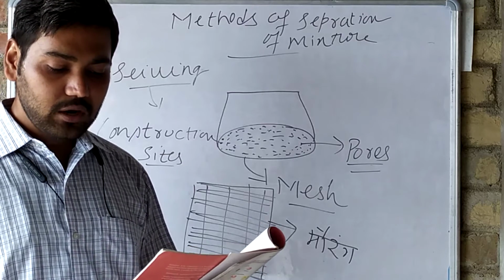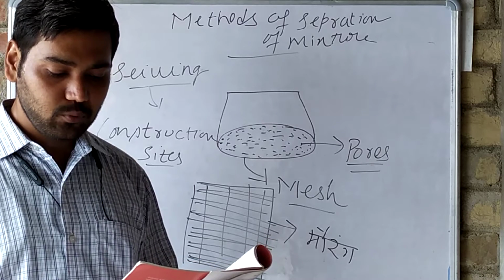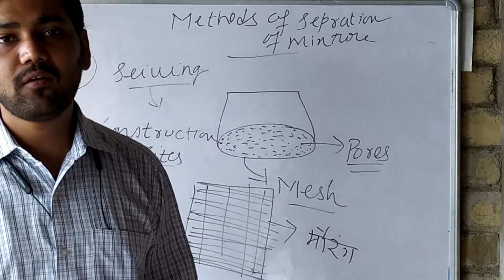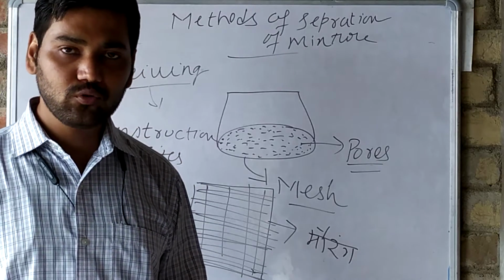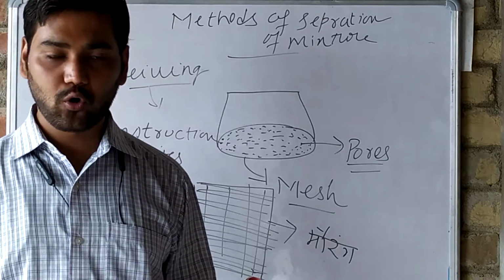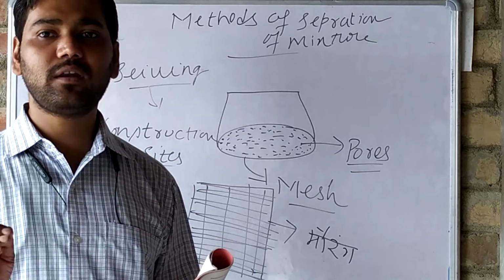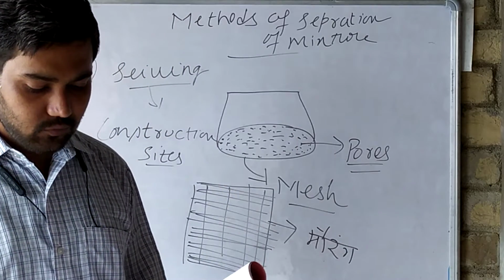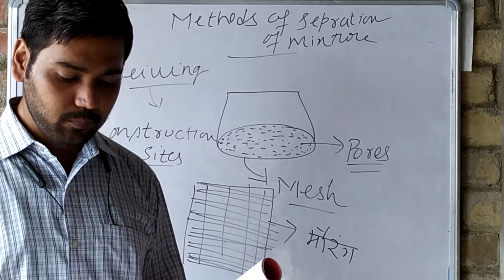Small and fine sieves are used in the kitchen to separate bran and other impurities from flour. Flour means atta. You have all seen your mother use this process to separate impurities from flour. The impurities are bigger in size, and the flour is very fine, so it passes through the pores of the sieve. The impurities remain on the sieve and the flour passes through.